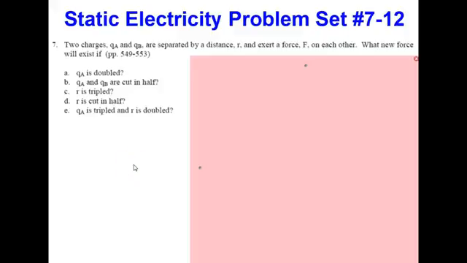Welcome to the solutions to the Regents Physics Static Electricity problem set, problems number 7 through 10. Let's go ahead and get started with number 7. We have two charges, QA and QB, separated by a distance r, and exert a force F on each other. What new force will exist if, and they give you 5 different scenarios of factors that are changing.